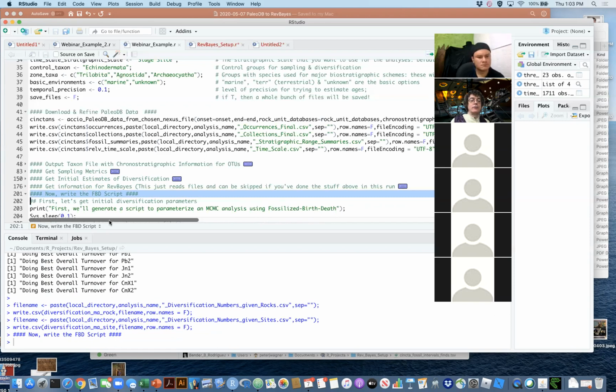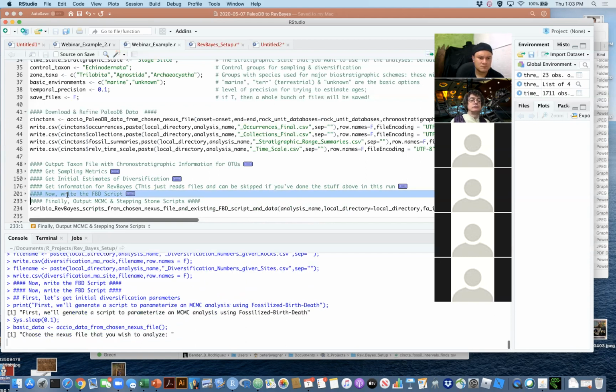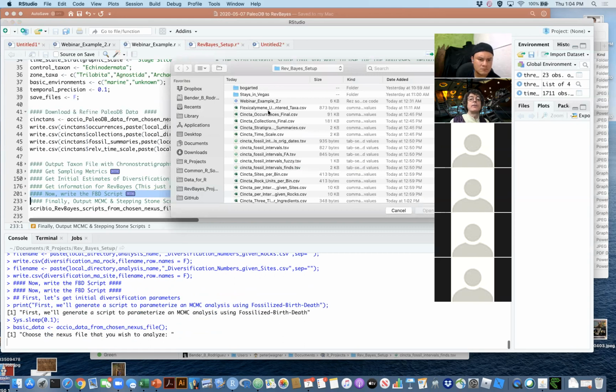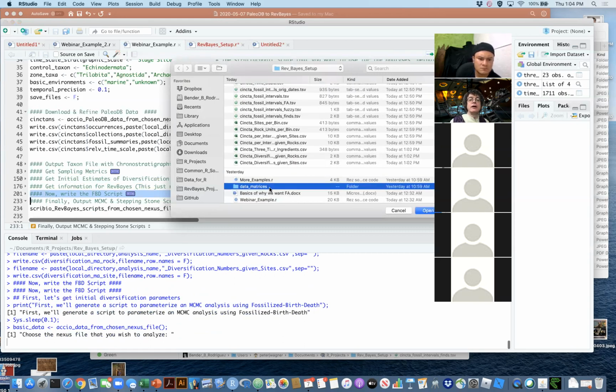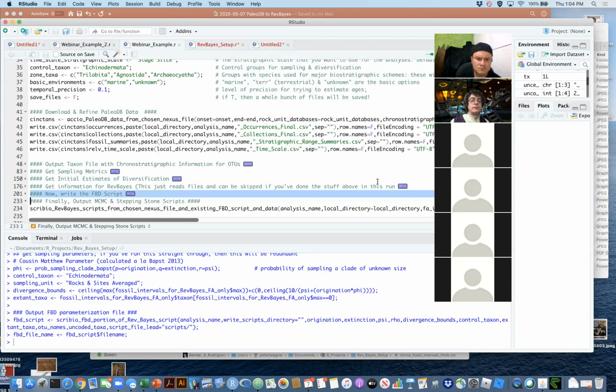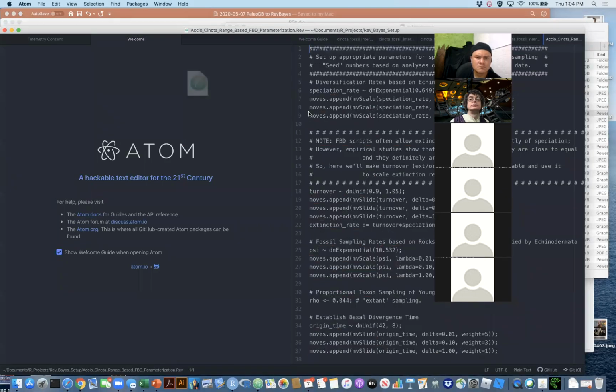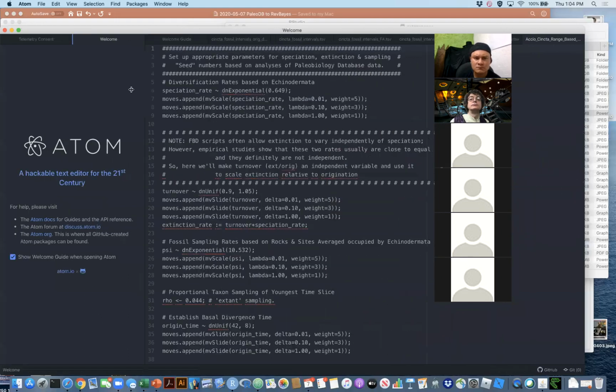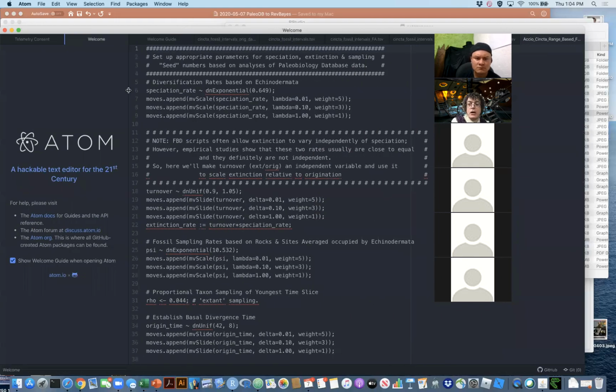What we're now going to do is write the FBD script. And because I have done this in a fairly modular form, we're going to be asking for this matrix one more time. All right, so what did I just create here? This is a script that RevBayes will use to parameterize the tree search part of the algorithm, and also to parameterize the diversification rates and the sampling rate parameters that it's going to vary.